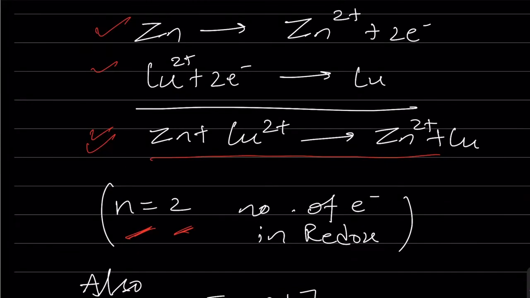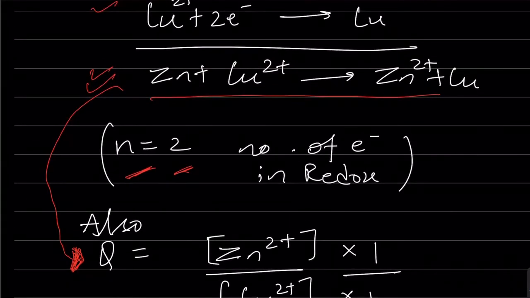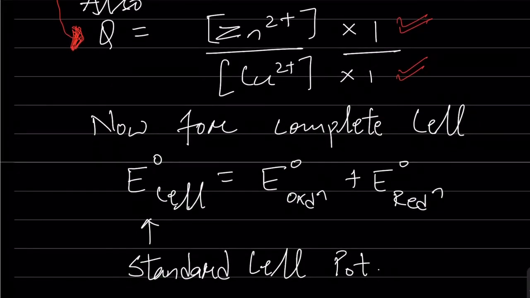And from this reaction, what is the reaction quotient? Tell me, what is the reaction quotient? Over here Q equal to, what is the reaction quotient? Tell me students. Reaction quotient means the concentration of the products, all species of the product raised to the power of their corresponding stoichiometric coefficients, upon the concentration of all the species of reactants raised to the power of their stoichiometric coefficients. And the concentration of a solid is taken as 1. This solid is copper and this solid is zinc. So zinc 2 positive upon copper 2 positive concentration, that is called the reaction quotient.